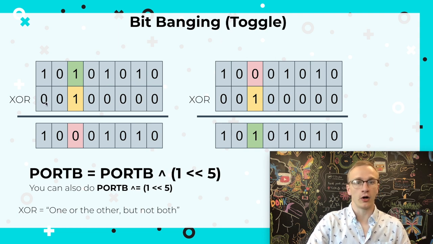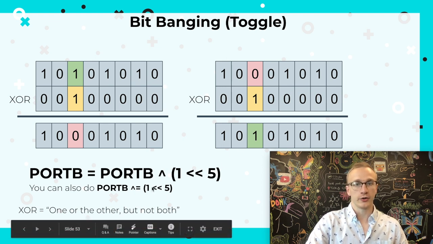One other operation that you can do is toggling a bit using the XOR operator. So if you were to have all zeros and a 1 in the spot that you care about, if you perform that operation with an XOR, then it will invert whatever the bit is. So if there's a 1 to start, it will end up as a 0, and if there is a 0 to start, it will end up as a 1, and all the other bits are left unchanged.